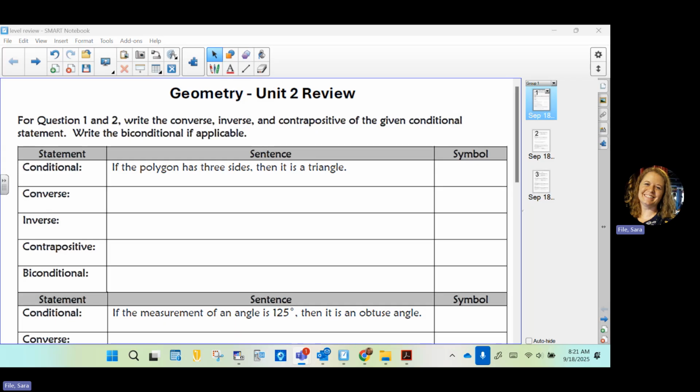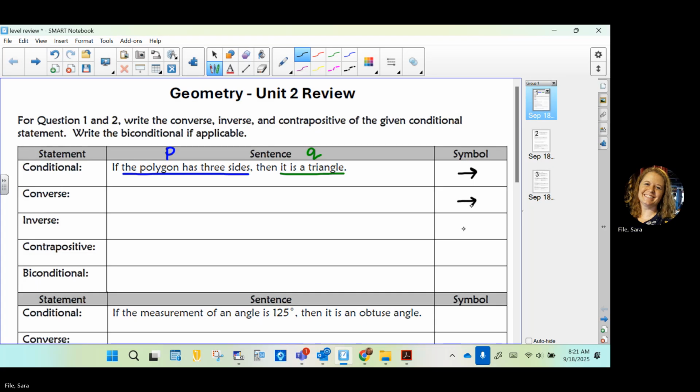Remember, we said a conditional statement, the part that comes after if is the hypothesis, and the part that comes after then is the conclusion. Okay, so I'm going to label that. The conclusion is Q, the hypothesis is P. Okay, so remember the symbolism. For your conditionals, they use the arrow to the right for all of them except the biconditional does what? What does bi mean? 2. So this one has 2 arrows. It has an arrow going both directions.